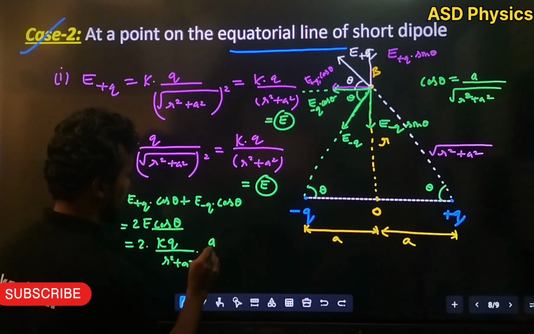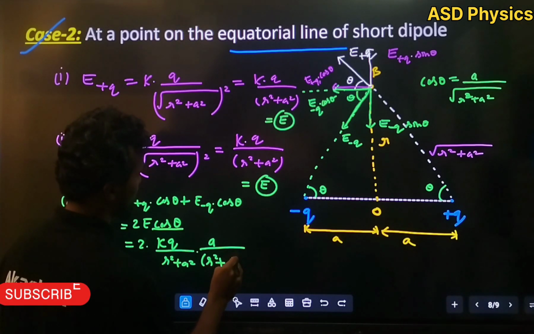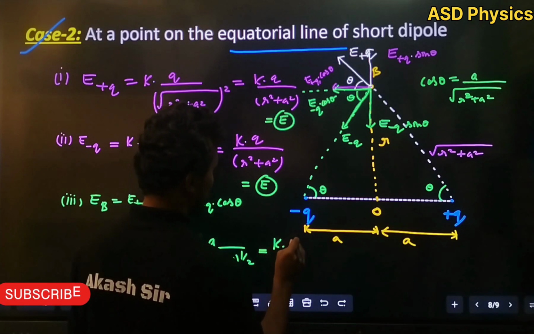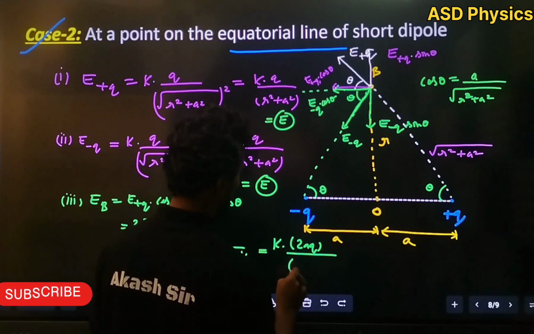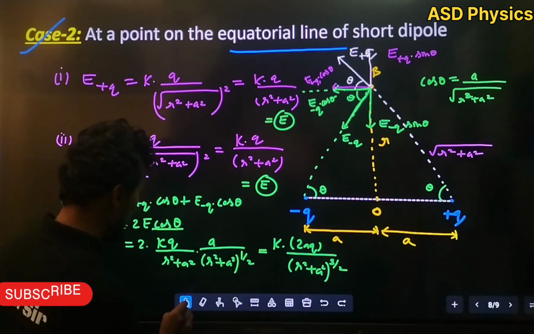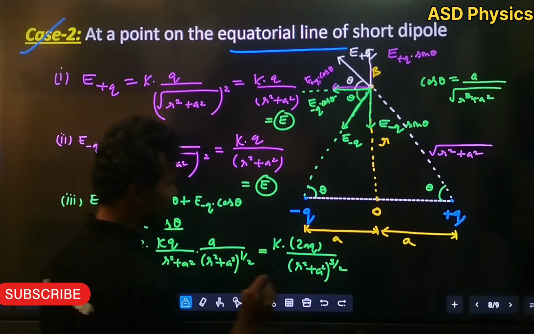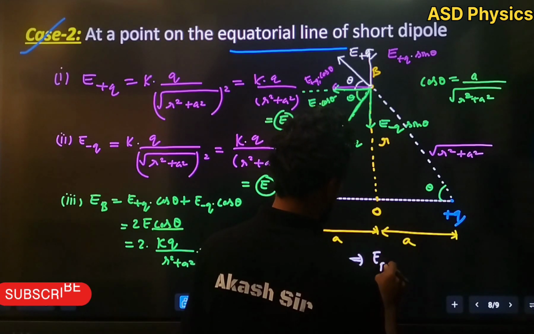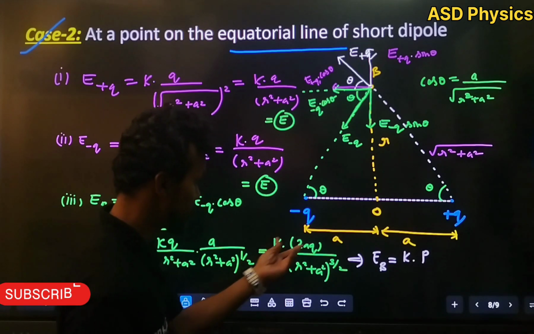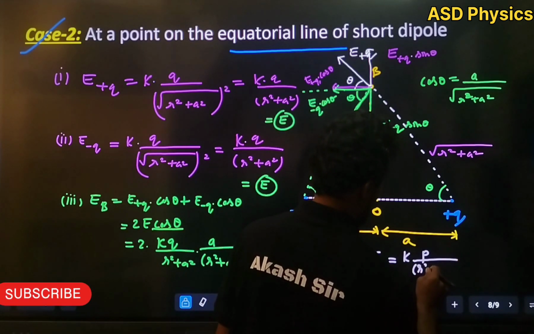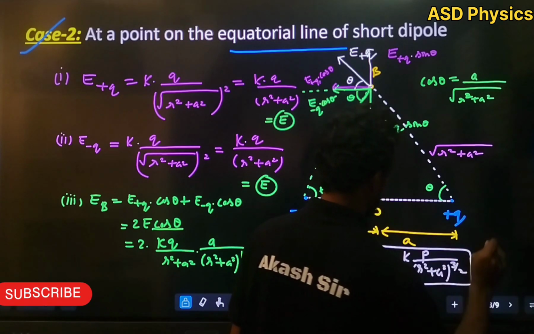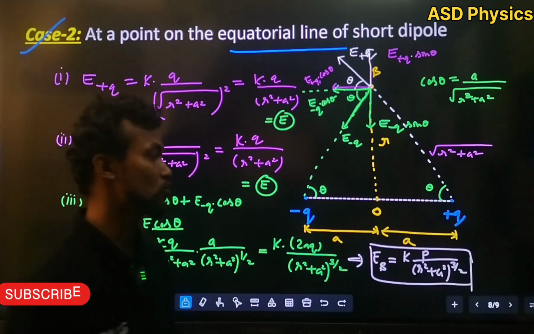Now, we'll write here A by square root means power half. Then again we'll simplify this. So after simplification, what will happen? K into 2AQ by R square plus A square power 3 by 2. That means the resultant electric field for the normal dipole, not a short dipole. So EB is equal to K into P by R square plus A square power 3 by 2. This is the expression due to the dipole on the equatorial point.